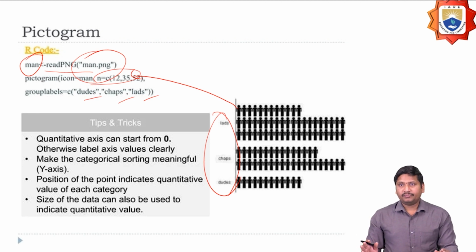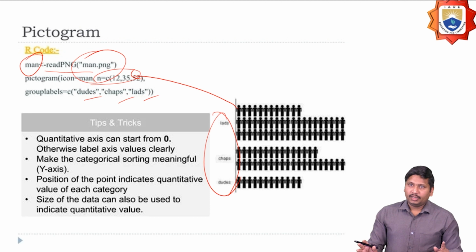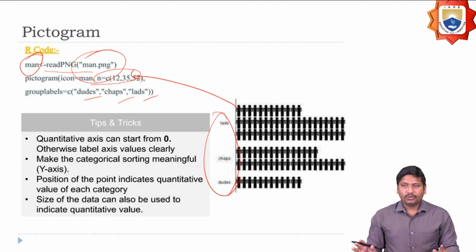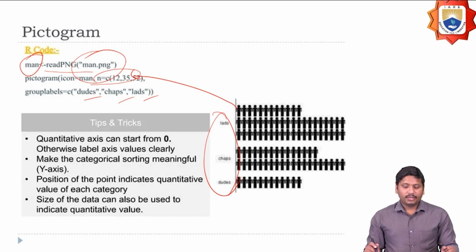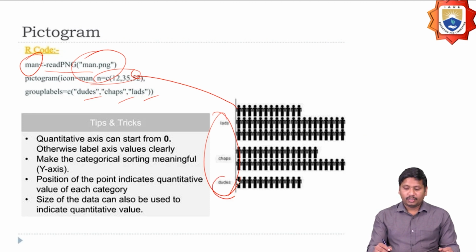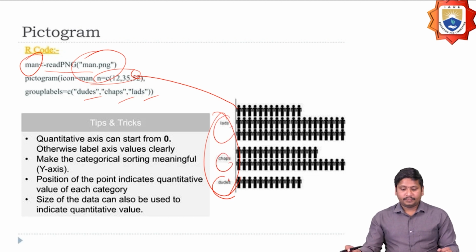So within the range of 0 to 10, then 10 to 20 age, 20 to 30 age, 30 to 60 age, like this I want to show it. So how can I do that? man is equal to read png of file name.png, which I have to specify, and the pictogram icon should be man, or apple, or whatever else we can take, and for the group labels we're going to take lates, champs, and then groups like this.